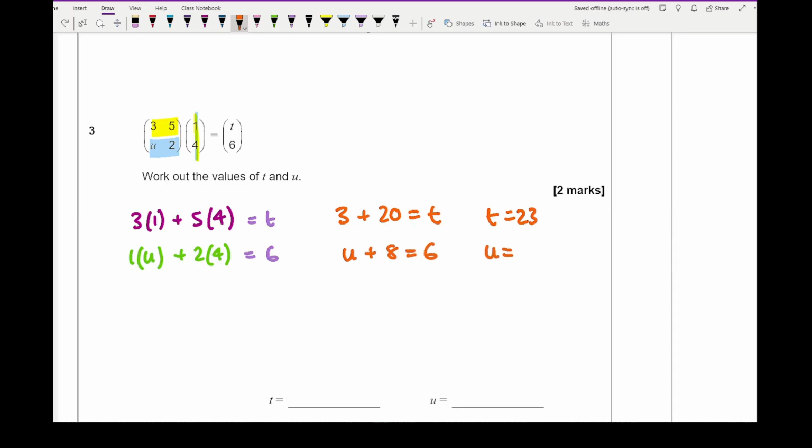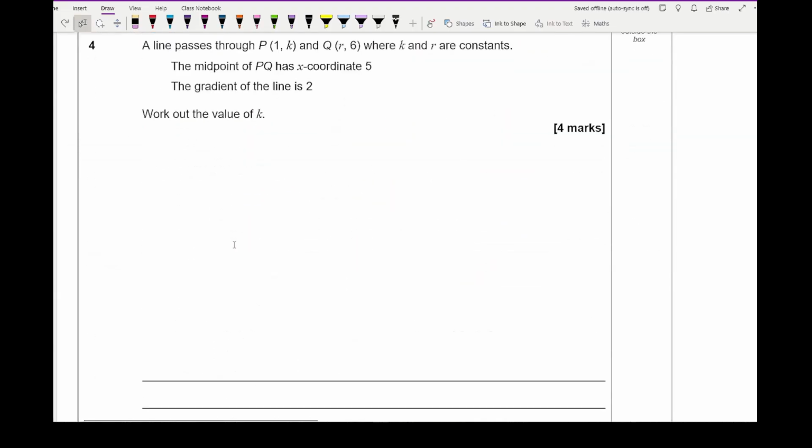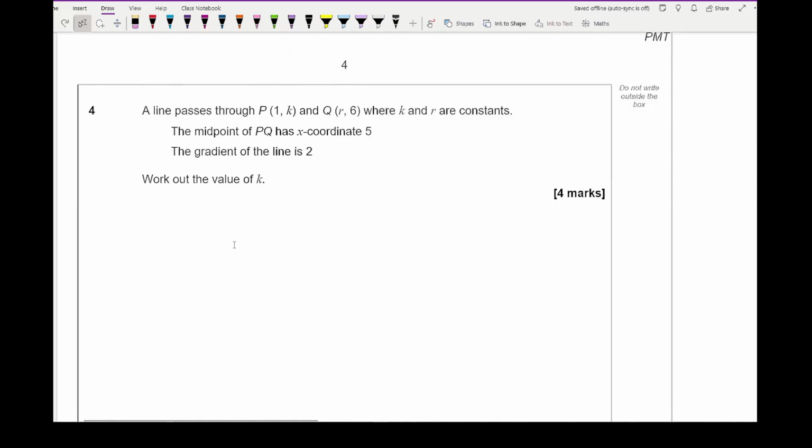So u is going to equal minus 2. So my t value is 23 and my u value is minus 2. Moving on to question 4, it says the line passes through P at (1, k) and Q at (r, 6), where k and r are constants.